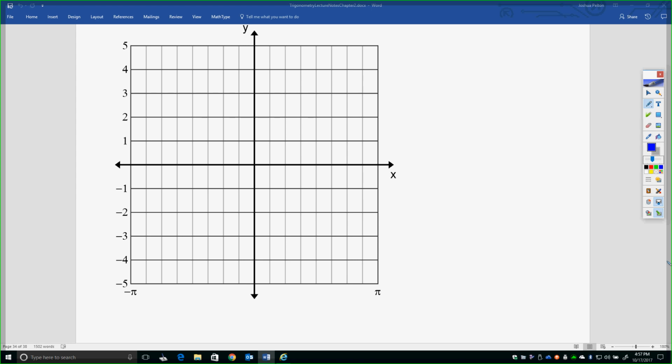Okay, so we have 1/8, 2/8, 3/8, 4/8, 5/8, 6/8, 7/8, and of course 8/8 for 2 pi. We'll go the other way.